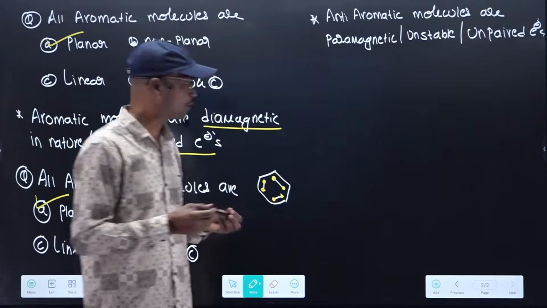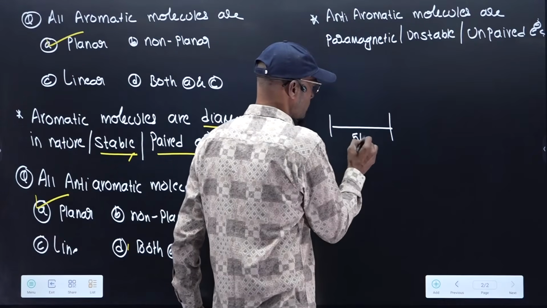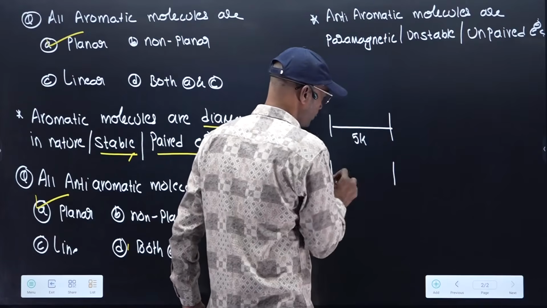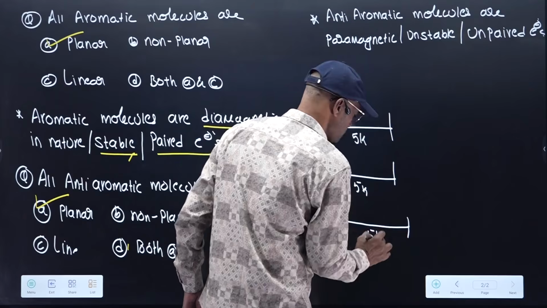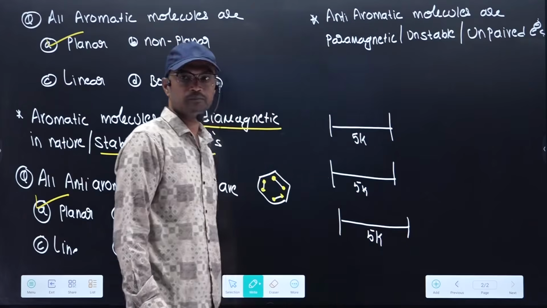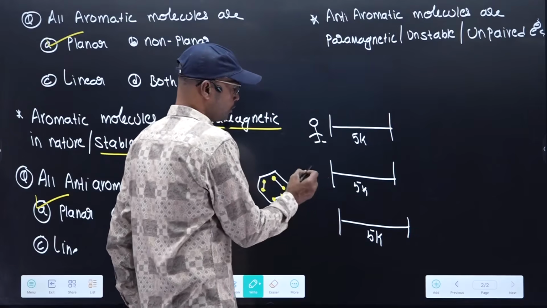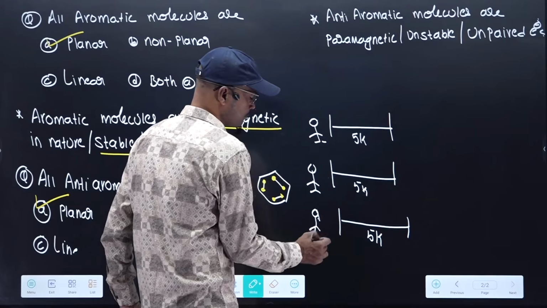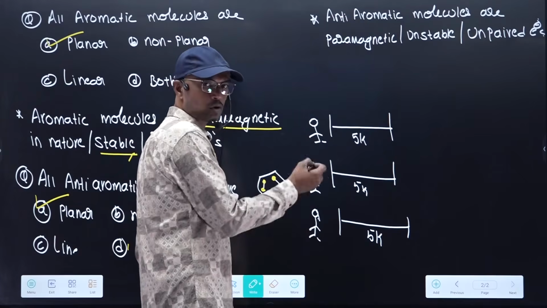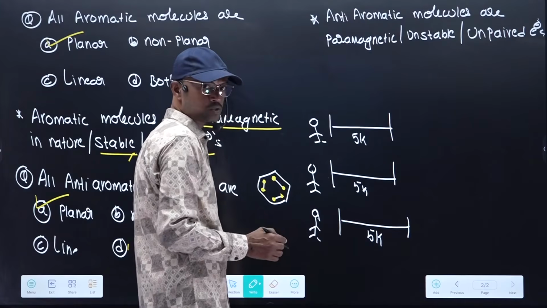Right or not? See, I will give one more example. Here this is 5 kilometers, here also 5 kilometers, and here also 5 kilometers distance is there. A 5k run. One person is running from here, and here one more person. 3 persons are participating in this competition. Distance is how much? 5 kilometers.